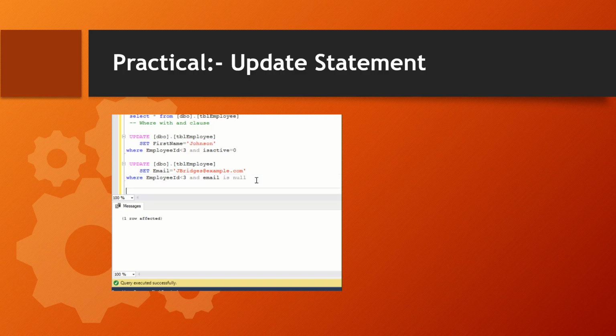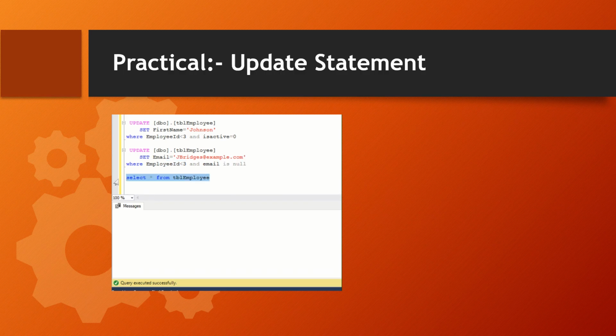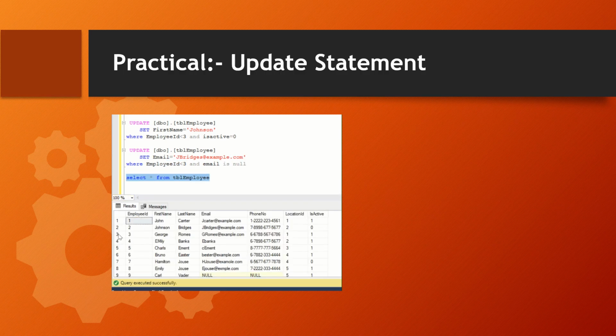Just pause the video and try to find out the result. It will update the second row because its email was null at that time. So let's see what the result is now. See, the second record is not null now. It has the email ID which I have updated.